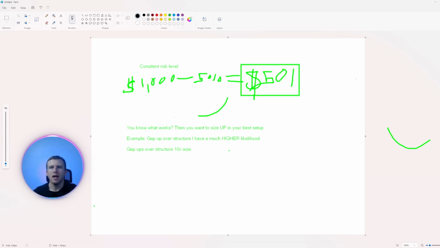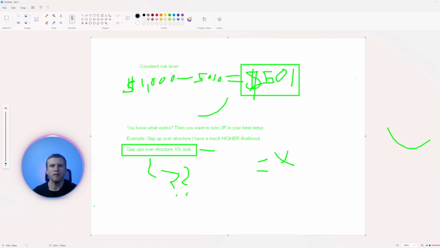So let's say if we have a move that's just a flat gap or a down gap, I'm not going to risk the same as a gap up with structure, because I know statistically that gap ups with structure, I have much higher likelihood of that working out. Now, that goes into, you don't know what you don't know.